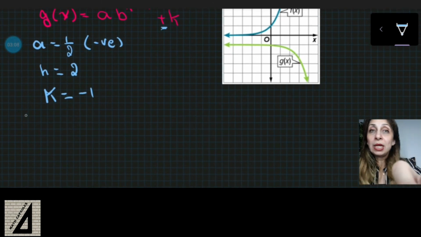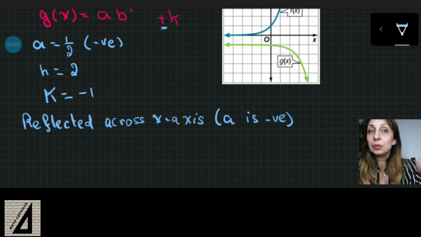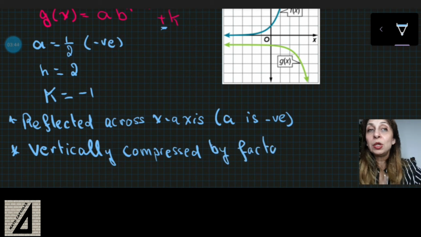First of all, we have a is negative. This means it is reflected across the x-axis. And why is it reflected across the x-axis? Because a is negative. Okay, this is the first point. The second point, a is 1/2. This means it is vertically compressed, because it is less than 1. Vertically compressed by factor, and we write the value of a that is written here. So by factor 1 over 2.